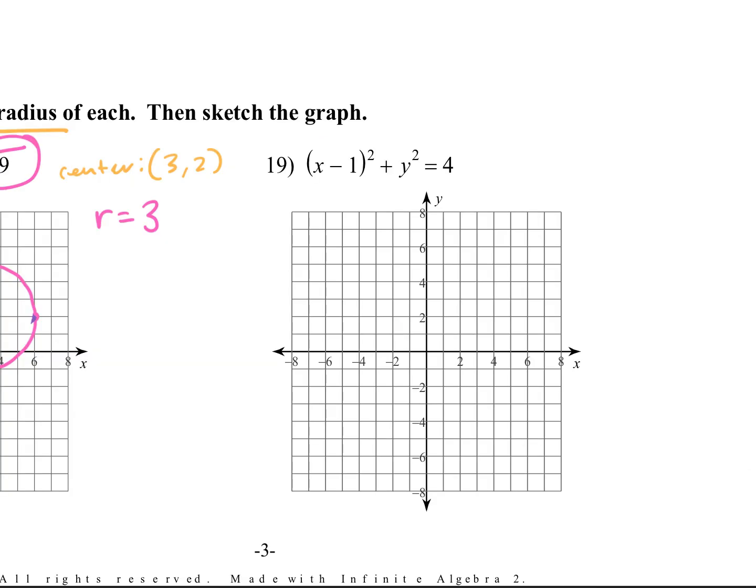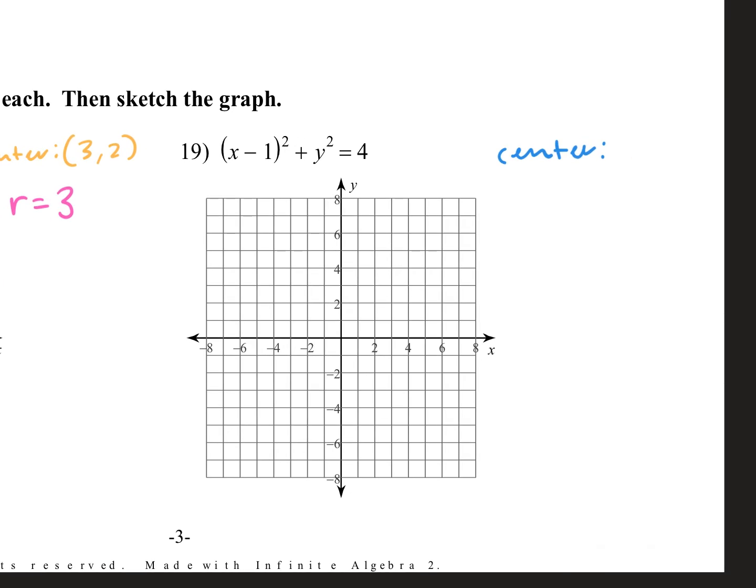What is my center for 19? 1, 0. Awesome. Positive 1, 0. When we're not adding anything to an x or y, it's 0. So I go to the right 1 and stay on 0. And then what's my radius? Radius would be 2. We just take the square root of what it's equal to. So I go to the right 2, up 2, to the left 2, and down 2. And draw a circle.